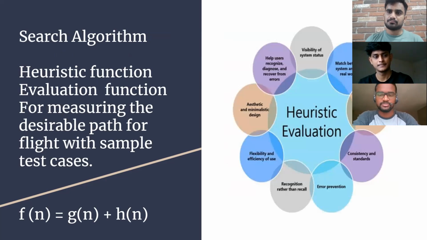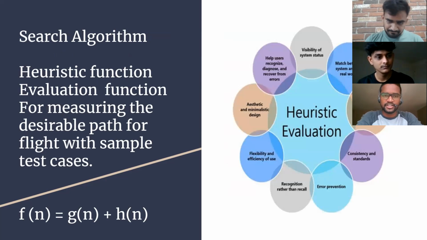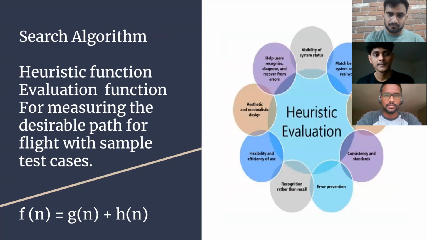So how this search algorithm works in this situation: the function has been decided with one heuristic function and another evaluation function. Both functions have been combined to give the shortest path. With the decisions made, the function evaluates all the available path nodes. They have tested it with all the sample test cases, so it's been working.